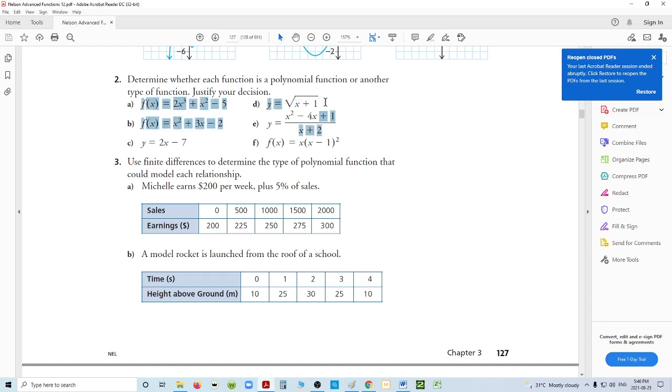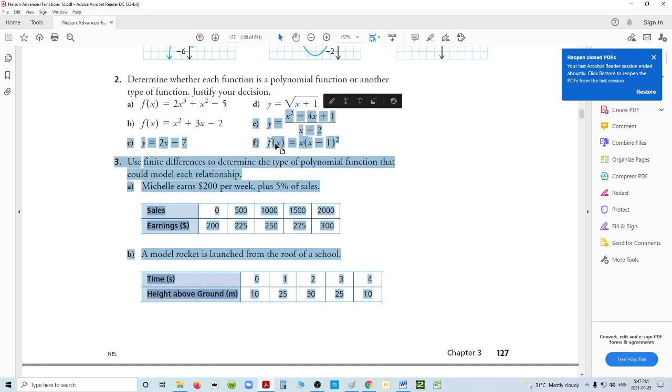This is not a polynomial. It is a root function, and it's been shifted to the left by 1. This is a rational function. We could even factor the top to figure out more about it, but it is not a polynomial.